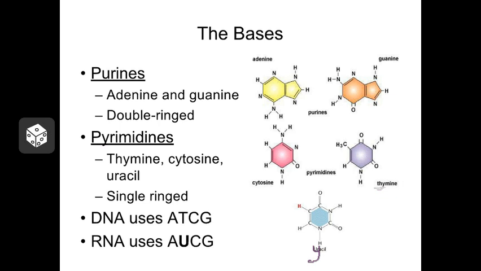Different polynucleotides favor different bases. So in DNA, you'll find nucleotides with adenine attached, thymine attached, cytosine attached, and guanine attached. Whereas in RNA, you'll find nucleotides with adenine, uracil instead of thymine, cytosine, and guanine. The nucleotides are named for the bases they contain. So a nucleotide that contains adenine will just be called adenine.